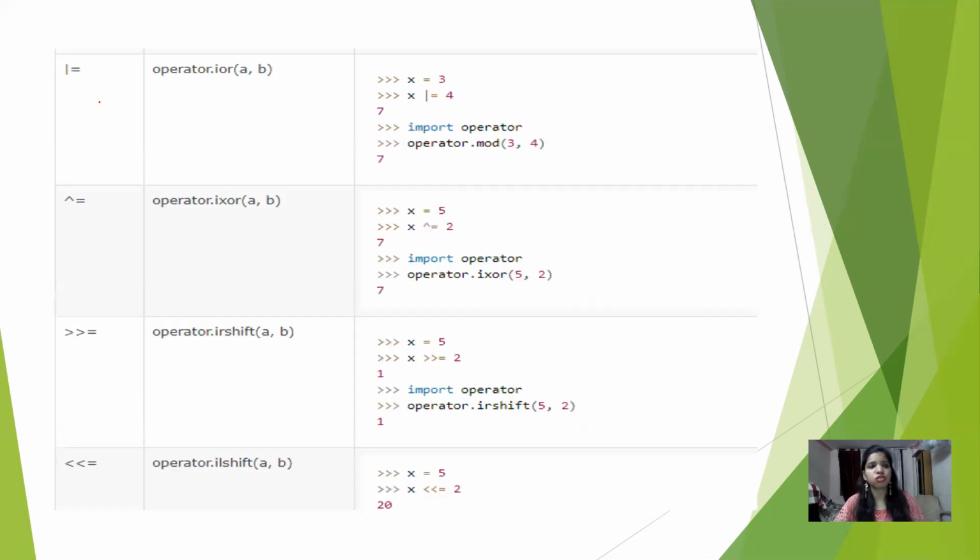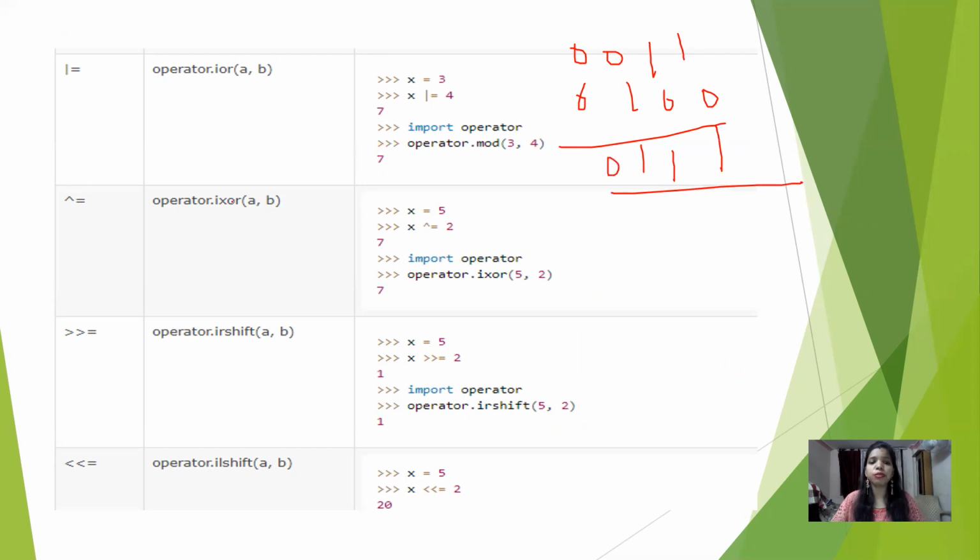Now |= is the OR operation. So 3 is 0 0 1 1 and 4 is 0 1 0 0. So in the OR operation, 1 or 0 is 1, 0 or 1 is 1, 1 or 0 is 1, the ORing operation. So the answer will be 7.